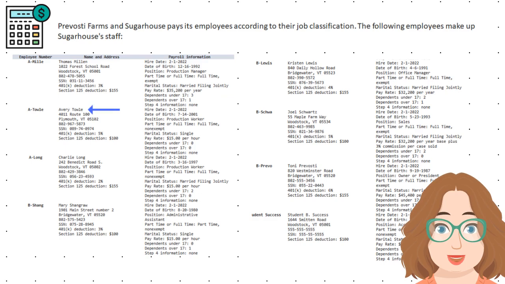Avery Toll, the next employee, is a production worker. He is full-time, non-exempt, single and has a pay rate of $15 per hour. Avery has no dependents. Another employee is Joel Schwartz, who works in sales and is full-time and exempt. He is married and files jointly, has an annual pay rate of $32,200, has 2 dependents under 17, and receives commission pay.